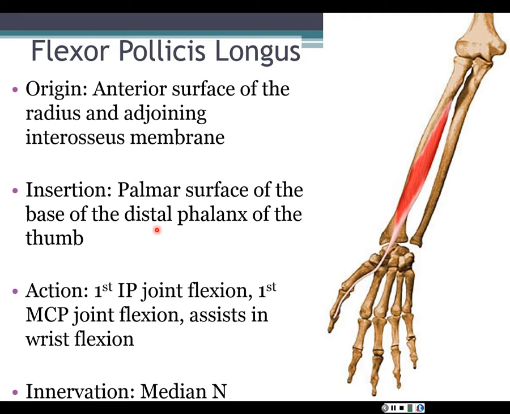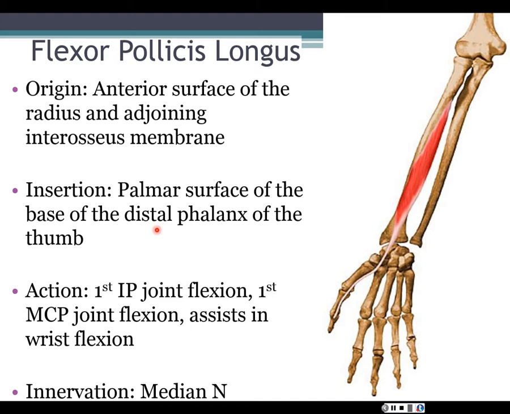Okay, and then also in the deep category here, we have our flexor pollicis longus. Whenever you see pollicis, or pollicus, however you want to say it, we're talking about the thumb. So in this case, this is going to be our primary thumb flexor. We'll also see brevises. Whenever you see longus, there is generally a brevis with it as well. The longus is generally longer.